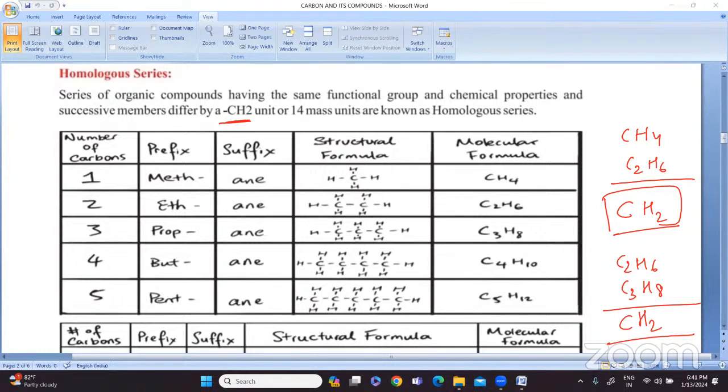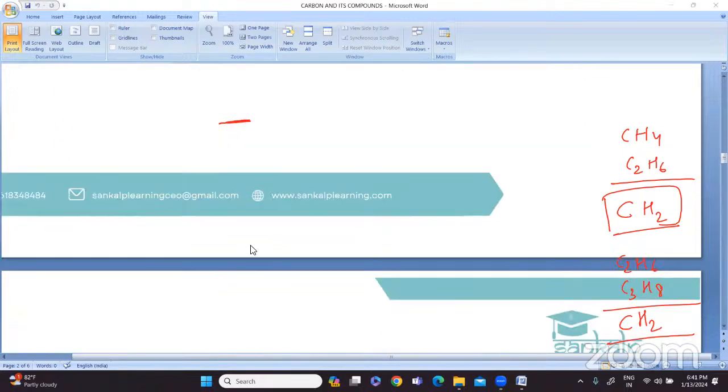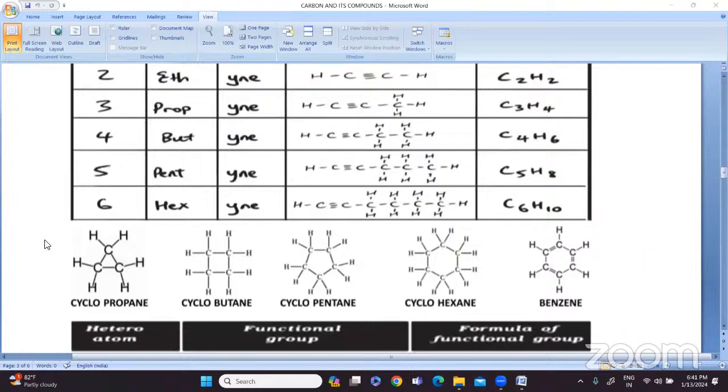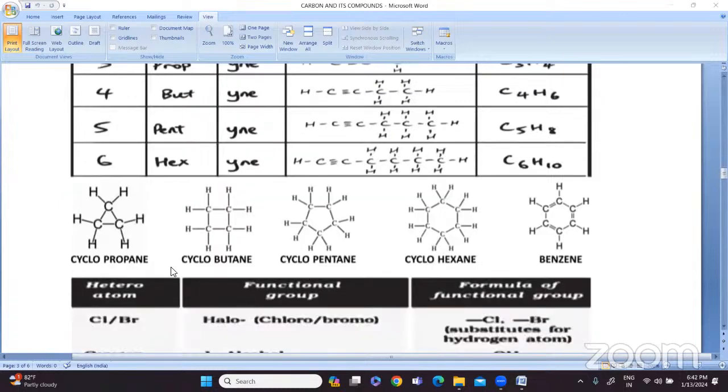Okay, it is a difference of CH2 unit. So like this. First set we have seen of alkane, second set we have seen of alkene, and the third set we have seen of alkynes. I hope you have understood about the homologous series.